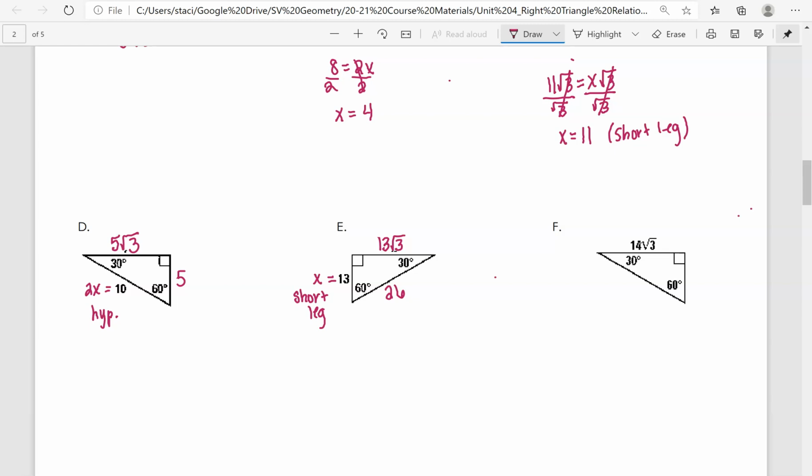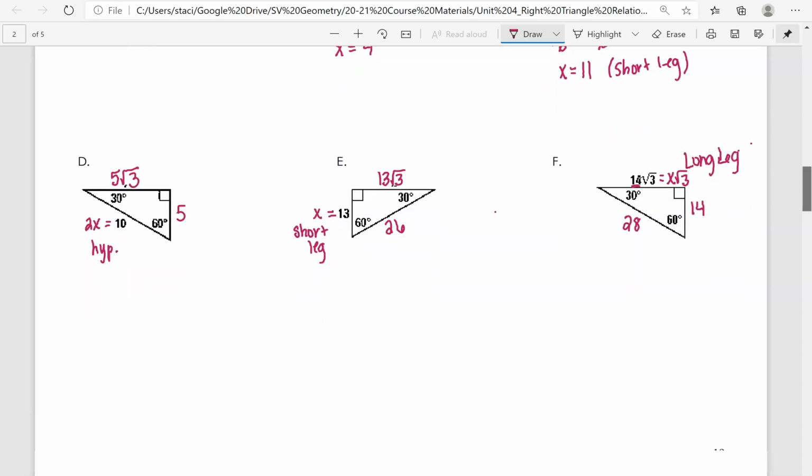And in letter F, you were given the longer leg, and we know that the longer leg is equal to x times square root of 3. And because that longer leg has the root 3 with it, that means the number in front, this 14, is my short side or my short leg. So I know the short leg is 14, and the hypotenuse is double that. So the hypotenuse has to be 28. So there are 6 problems that you can reference where that pattern works out really nicely.